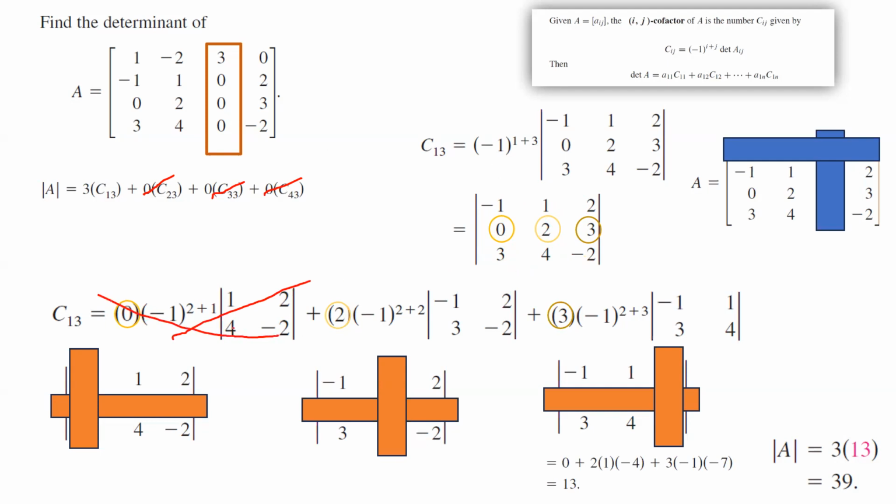It is 0 times a number. I don't even have to calculate this determinant. I just need to calculate these two values, add them together, and find 13. And finally, the determinant of the matrix is 3 times 13, which is 39.